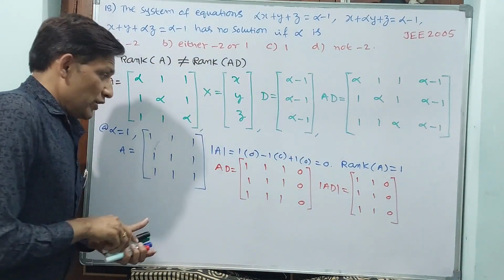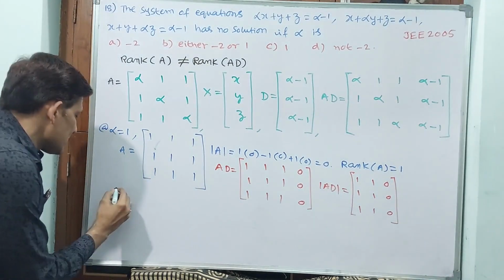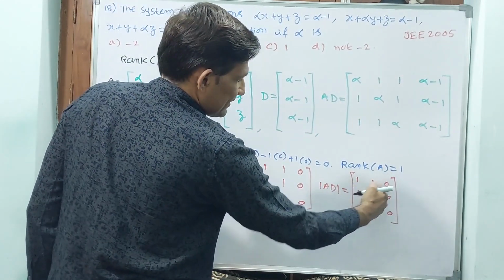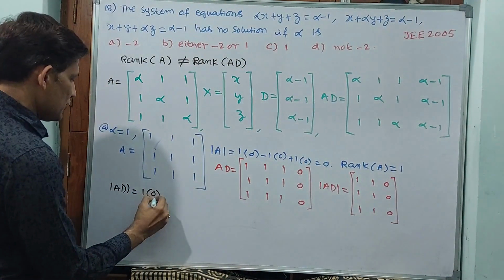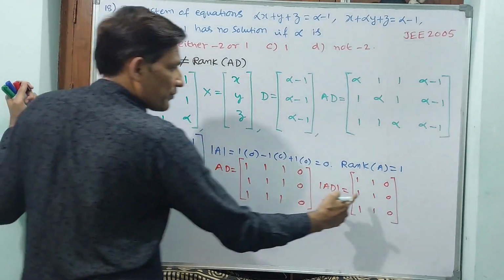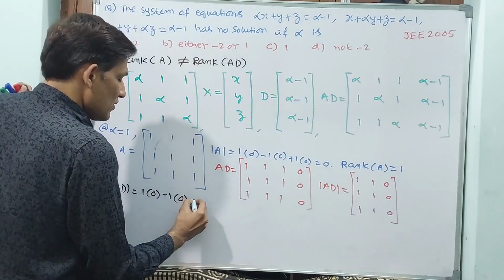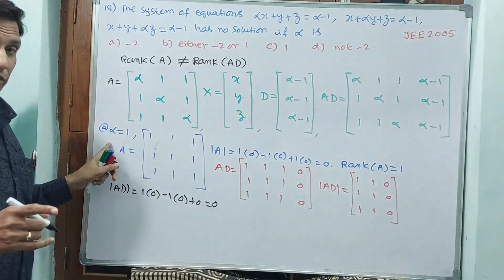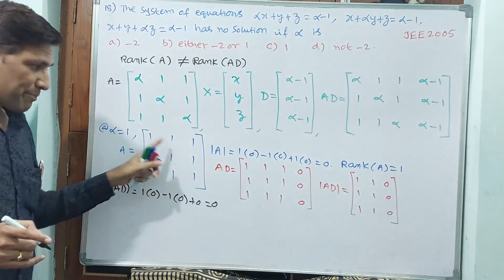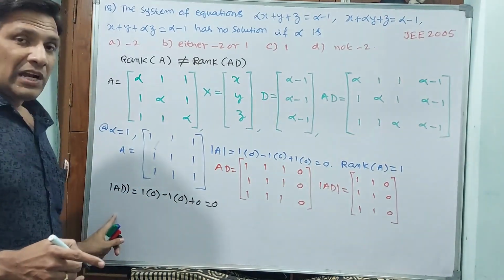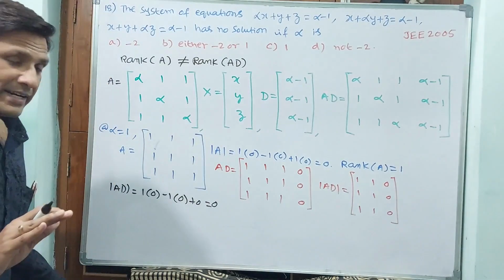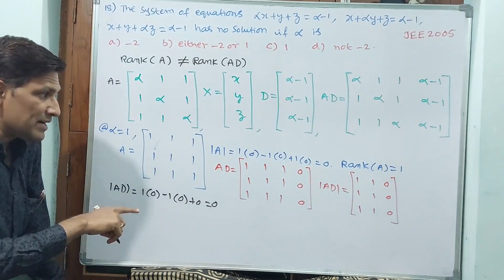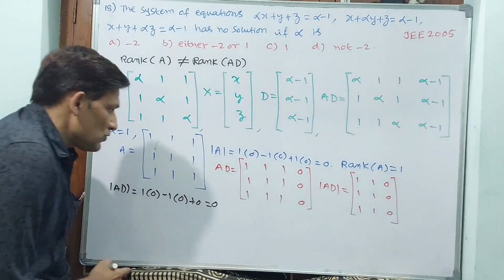What is the determinant of AD? 1 times 0 minus 0, 0 minus 1 times 0 minus 0, 0 again plus 0. That means all zeros have come. In A also all zeros have come, and inside the submatrices also zeros will come. But here the overall AD determinant is 0; we have not yet decided the rank. It is not 3, we know. If not equal to 0 it means rank is 3, otherwise rank is 1 or 2, but whether it becomes 1, we have to see inside also.